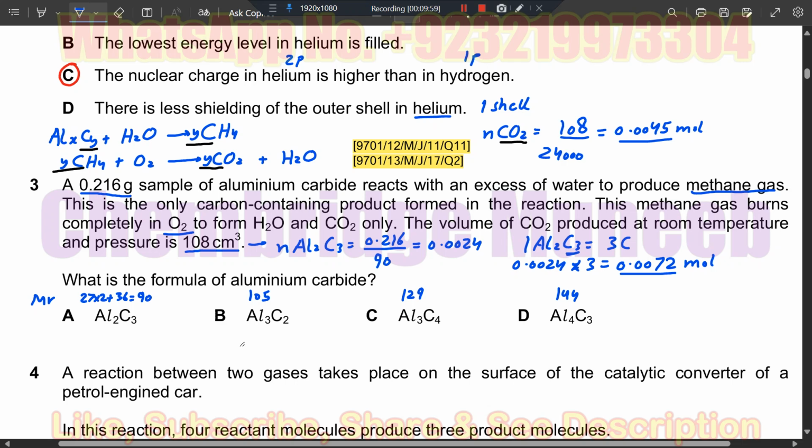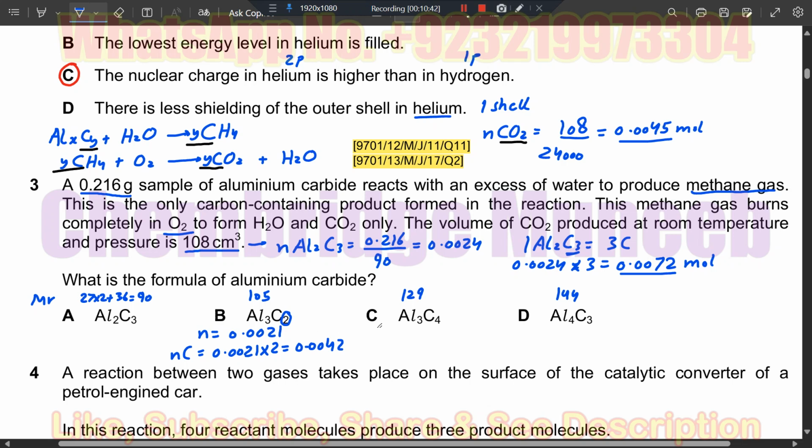Now about Al3C2. Its MR value is already calculated to be 105. Now I will check the moles. The mole of this compound, by using the same value of 0.216 gram, gave me 0.0021. You can check from the calculator. So this is the mole of this whole compound. What about the moles of carbon? So moles of carbon will be equal to 0.0021 times 2, since there are two atoms. The answer is 0.0042. Now this is also not matching with this value, so it is not the compound.